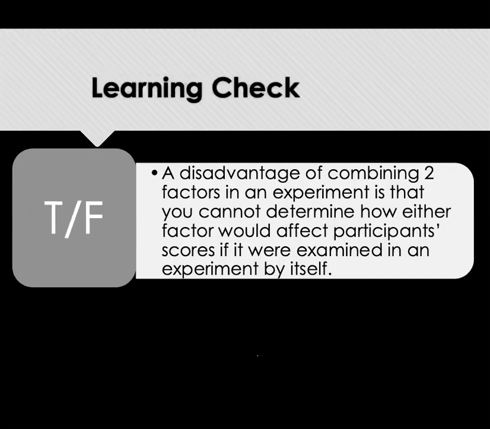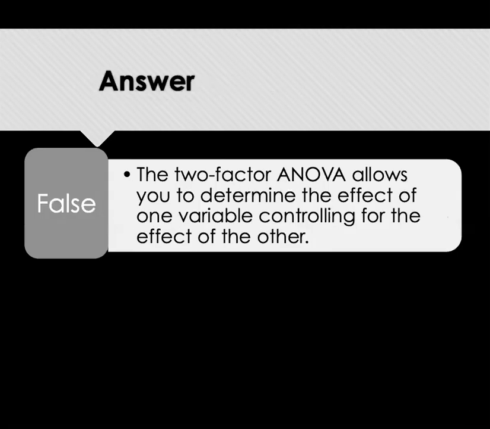Okay, true, false. A disadvantage of combining two factors in an experiment is that you cannot determine how either factor would affect participants' scores if it were examined in an experiment by itself. So is that a disadvantage of doing two factors in one experiment? And the answer here is false.